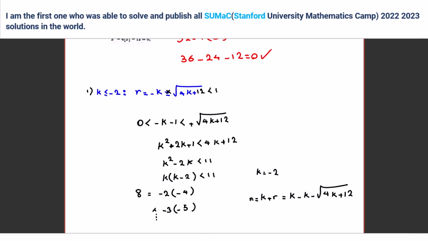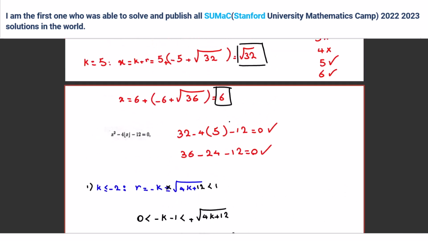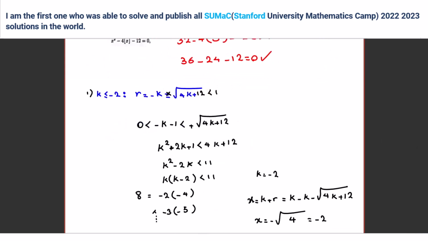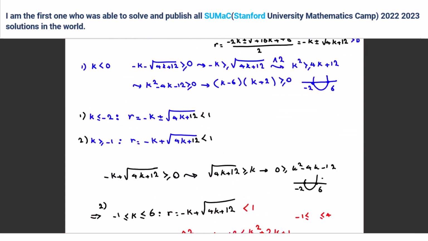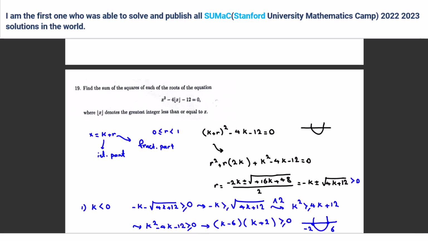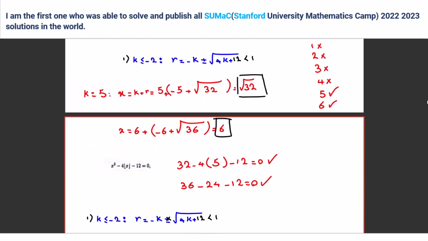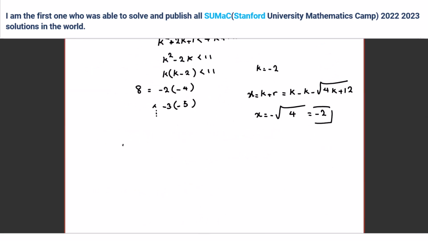So it is x. Then x is negative 8 plus 12 root 4, right? So x is negative 2, right? And if you check it here, it is 4 plus 8, 12 minus 12, 0. So another answer is negative 2, right? If you check all the answers, it says sum of the squares of each of the roots. So root 32 squared, 32 plus 36 plus 4, right? So the answer is what? 72. Agreed?